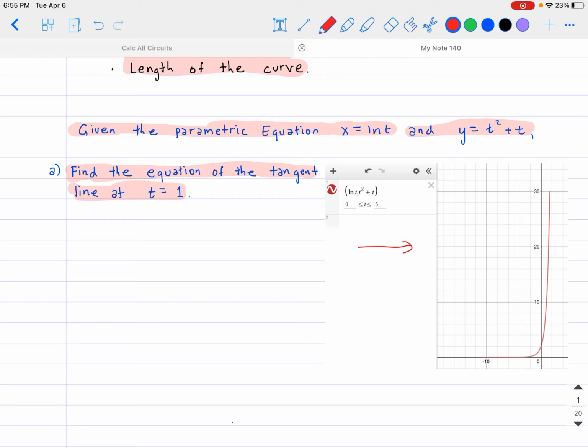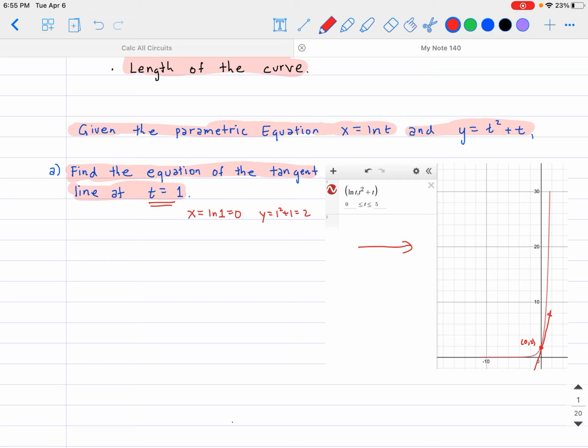Okay, so the parametric equation is over here, and what I like to do is find the location at t equals 1. Just for our information, let's see where that coordinate is. When t equals 1, x is going to be ln of 1, which is equal to 0. And then y is going to be 1 squared plus 1, which is equal to 2. So graphically, you can see, hopefully, that it goes through the point (0, 2). And from there, we're going to find the equation of the tangent line.